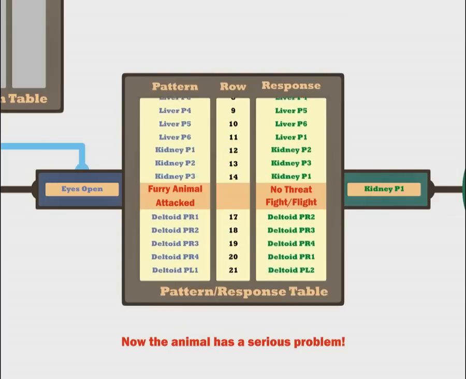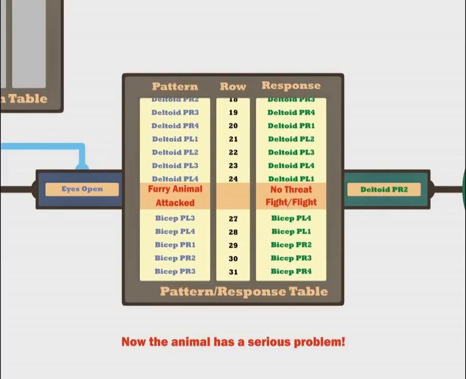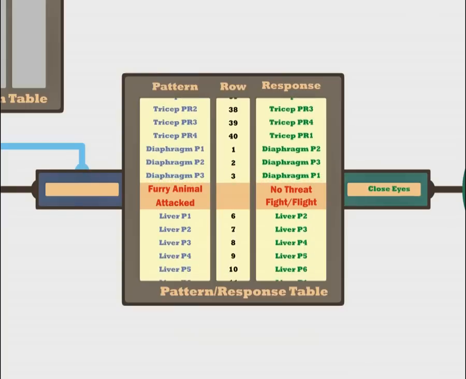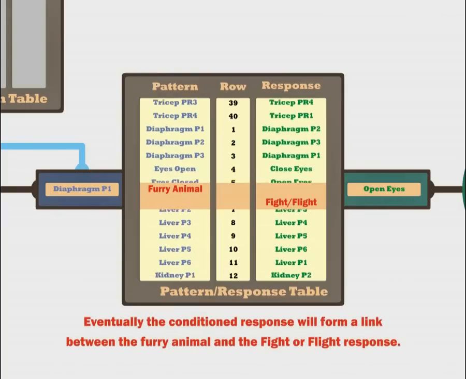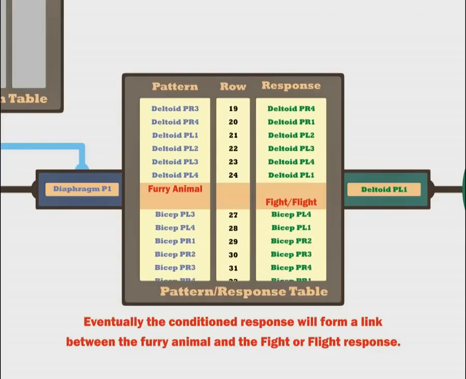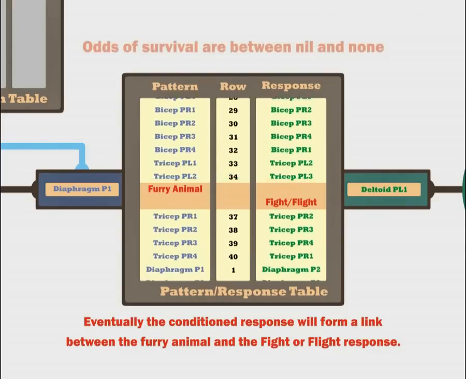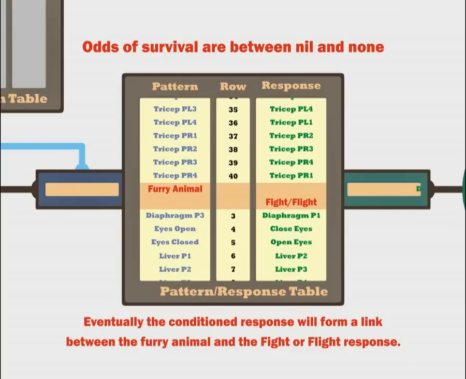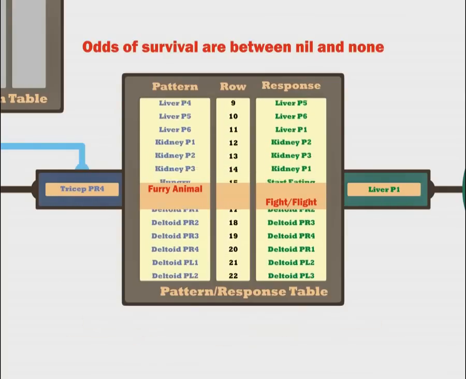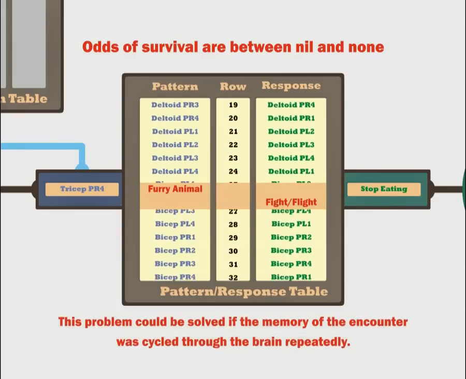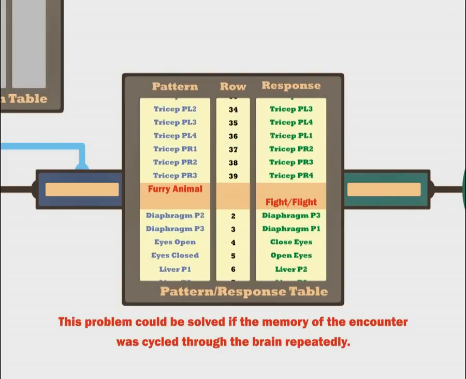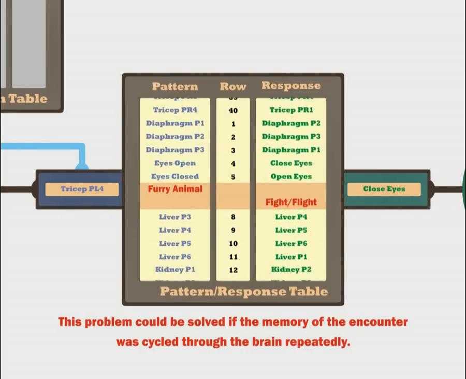Every time it meets a furry animal, it will identify it as no threat and will wait until it is attacked before the fight or flight response is triggered. Now, eventually the conditioned response will form a link between the furry animal and the fight or flight response, but the odds of surviving that are somewhere between nil and none. Of course, this little problem could easily be solved if the memory of the attack were cycled through the brain repeatedly. Then the conditioned response would link the furry animal with the fight or flight response.